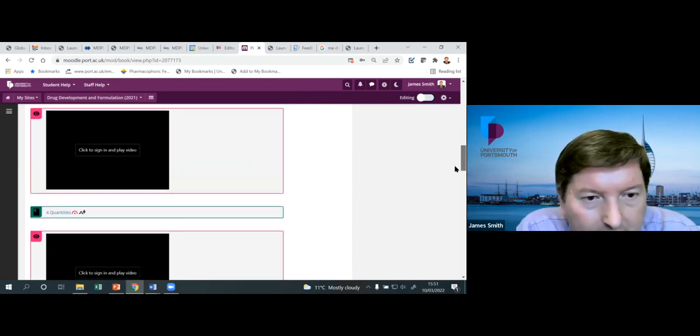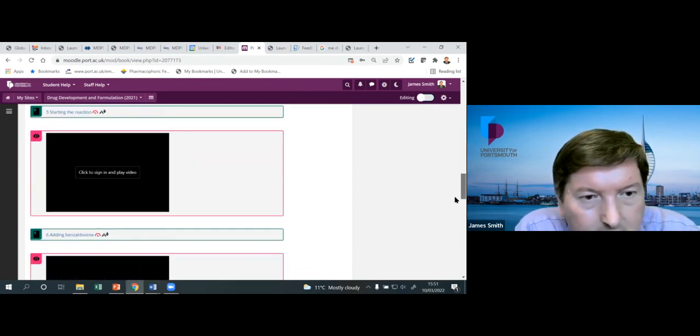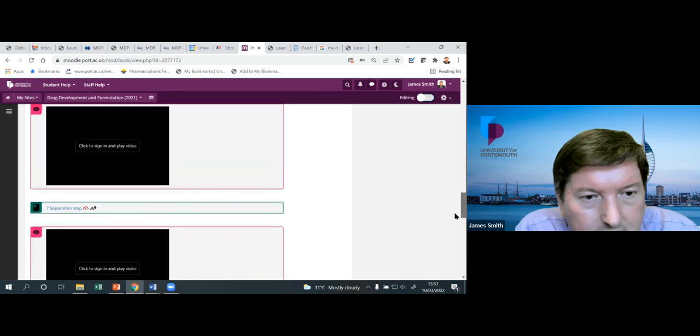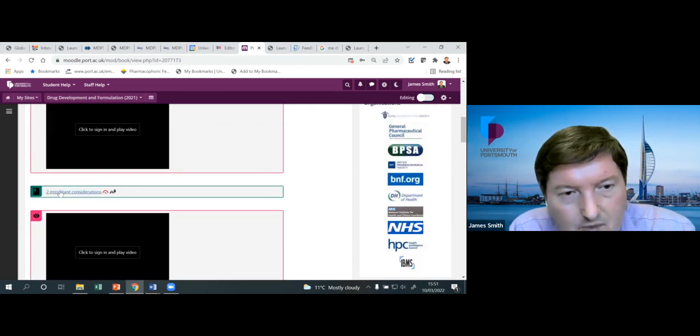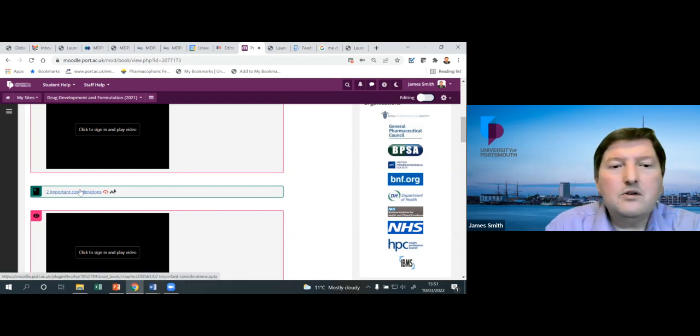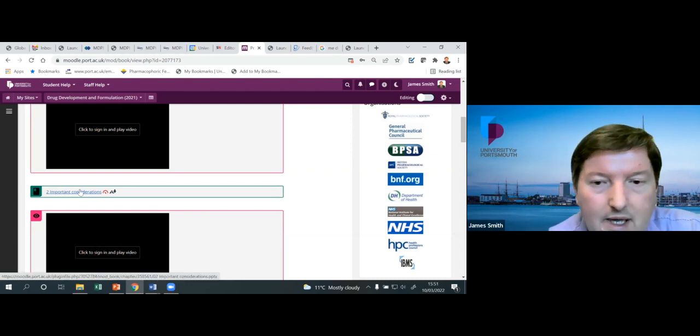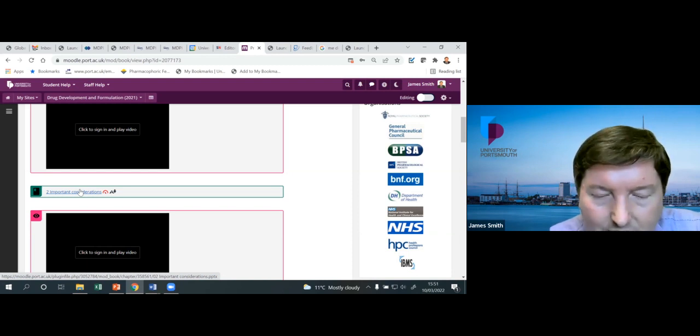And I call it the, what do they call it? Adding this important considerations. Have a look at that one. It tells you about why you need to cool down the reaction mixture and why you need to add the benzyl-doxime dropwise. So do have a look at that one, okay?